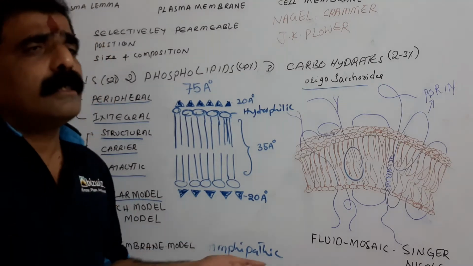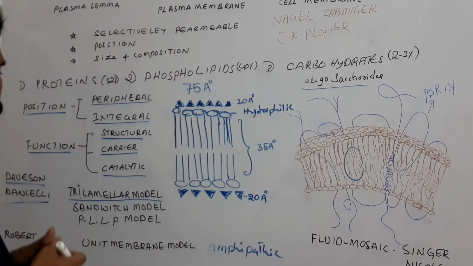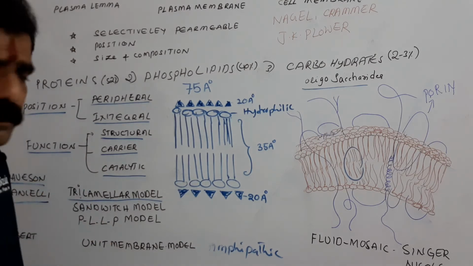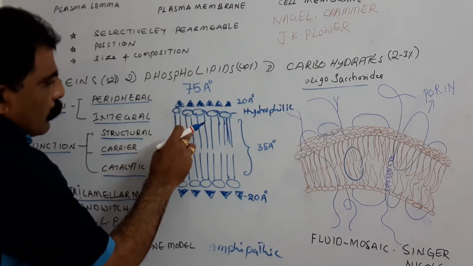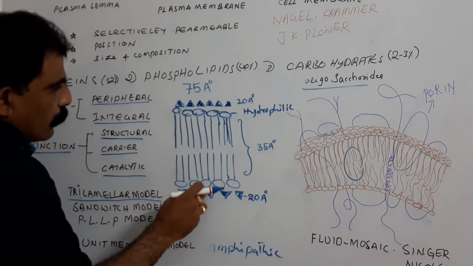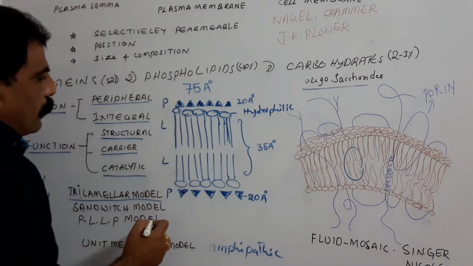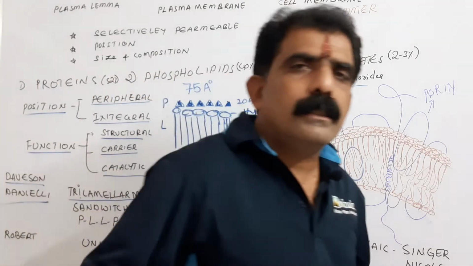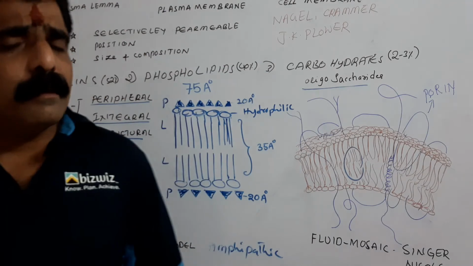As three layers are present, it is called the trilamellar model. It was proposed by Davson and Danielli. The same model is called the PLLP model. PLLP means protein, lipid layer, lipid layer, again protein layer. So the PLLP model is nothing but the sandwich model, otherwise the trilamellar model, proposed by Davson and Danielli.